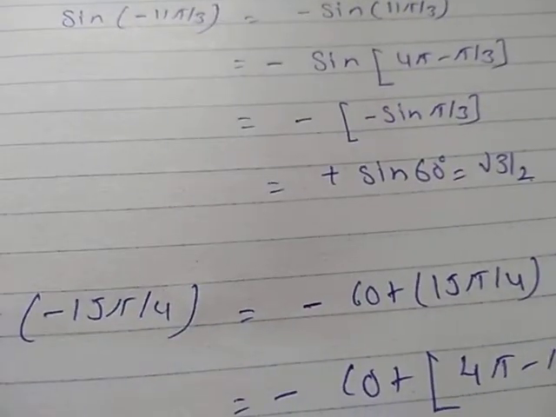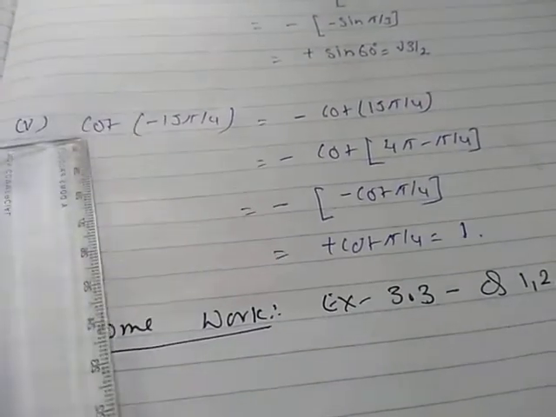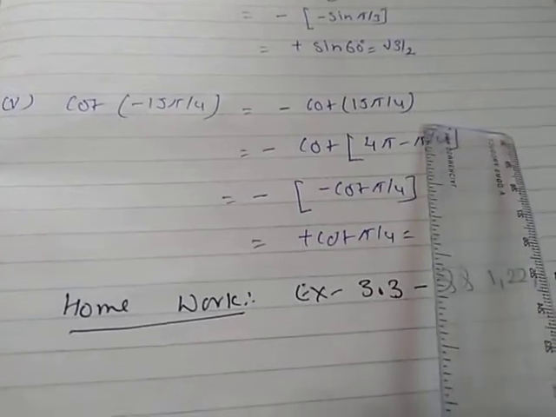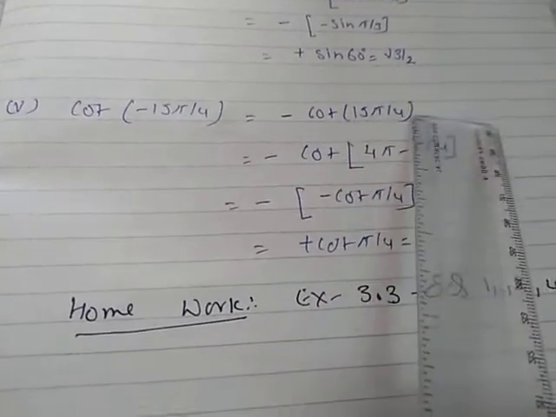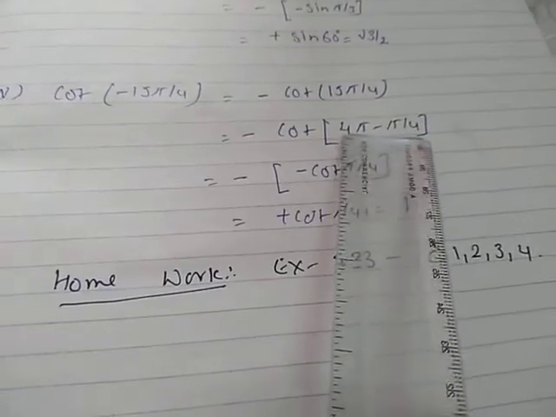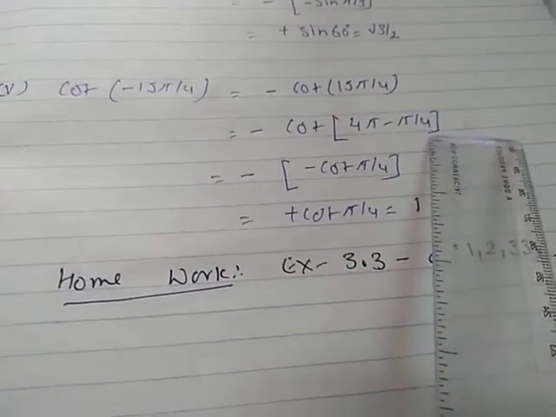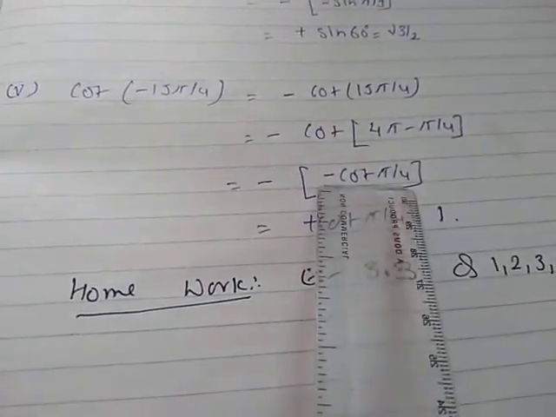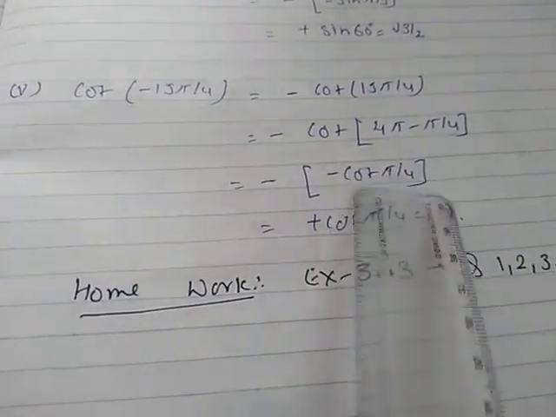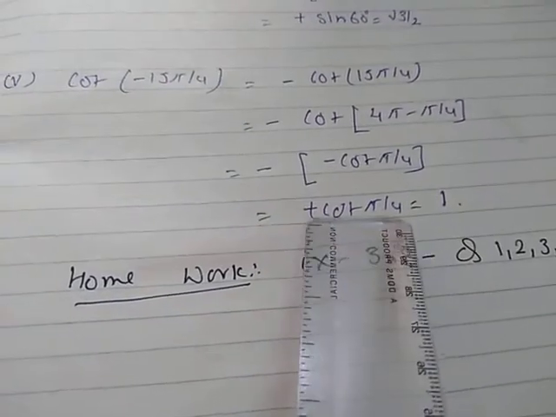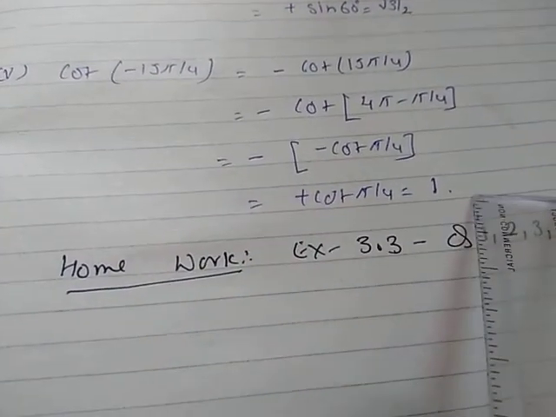Cot minus 15 pi by 4. Since cot is an odd function, therefore the first minus sign will be outside of the function, therefore minus cot 15 pi by 4. 15 by 4 can be written as 4 fours are 16 minus 1, therefore it is 4 pi minus pi by 4. Again it lies in the fourth quadrant, cot in the fourth is negative, therefore it will be minus cot pi by 4. Cot pi by 4 is positive, minus and minus is positive here, plus 1.